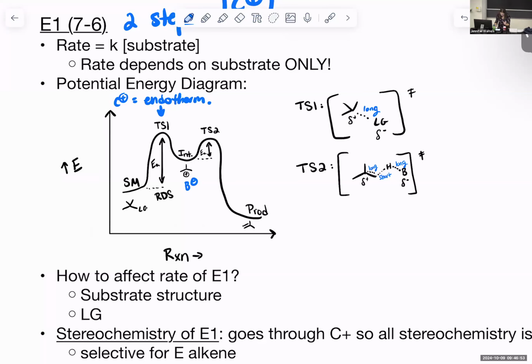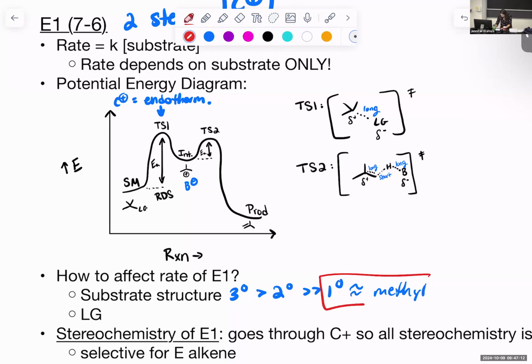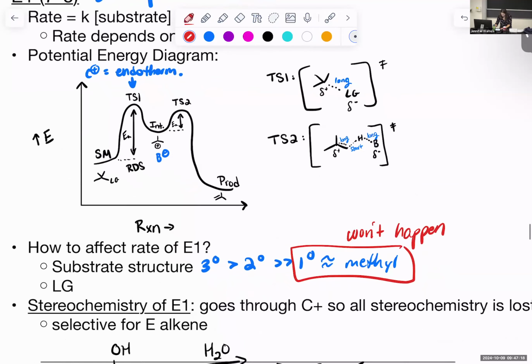So for my substrate structure, it's going to be the same thing as SN1, where it's going to be based on our carbocation stability. So it's going to be tertiary is going to be better than secondary, which is going to be way better than primary. So we're going to say that primary and methyl won't happen. And it's based on carbocation stability.